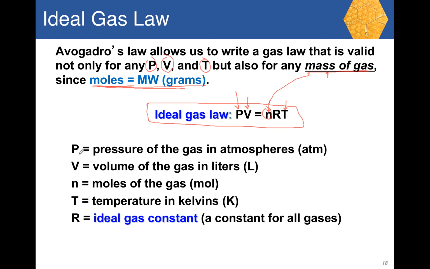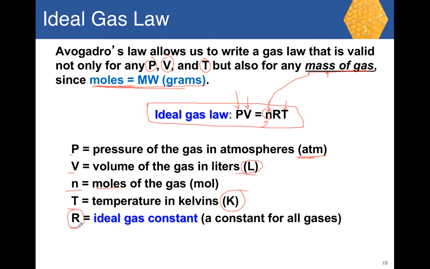So let's define the terms again. Pressure, P, is the pressure of a gas. Units: atmospheres. You have to be very careful here. The units must be in atmospheres, not millimeters of mercury, not pounds per square inch, nothing else but atm. The volume must be in liters, not milliliters, not cubic centimeters, but in liters. N is the number of moles, and we know how to convert mass to moles. Temperature is in Kelvin. Key word again, Kelvin, not Celsius, not degrees Fahrenheit, but Kelvin.